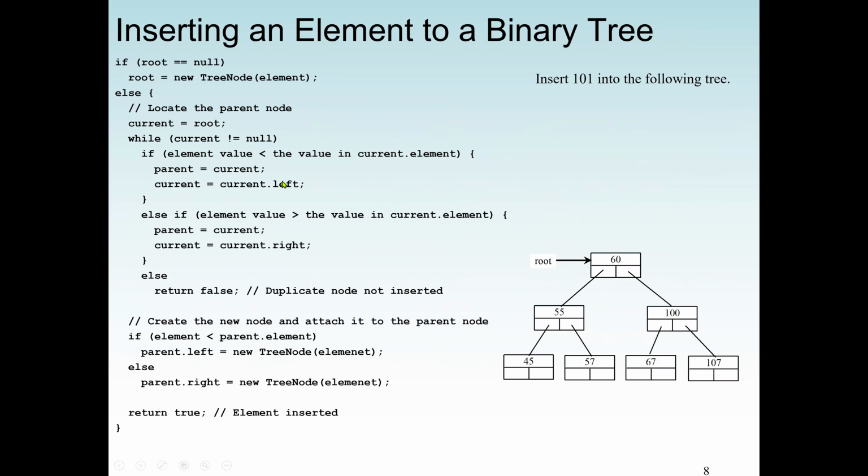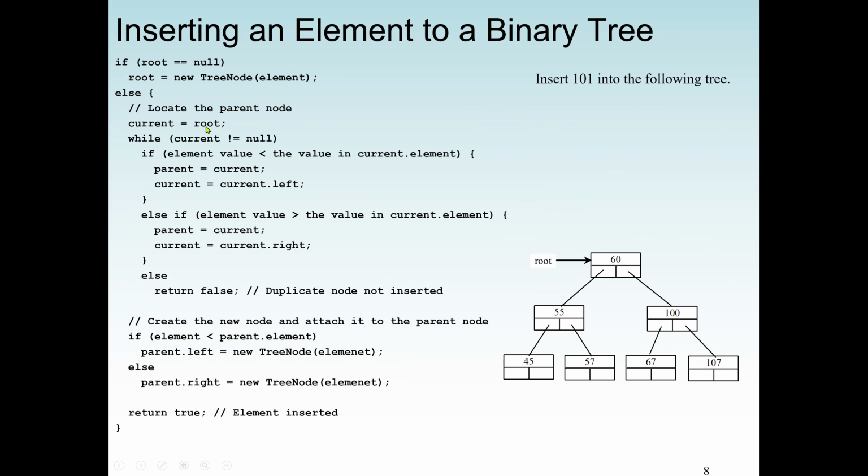So this is the algorithm to insert an element to a binary tree. First we check if the root is equal to null, which means we don't have any node in the tree. We are going to create a new node and make it the root, because there isn't any node. So the first node will be the root. Else, if there is a node, then we need to locate the parent node.